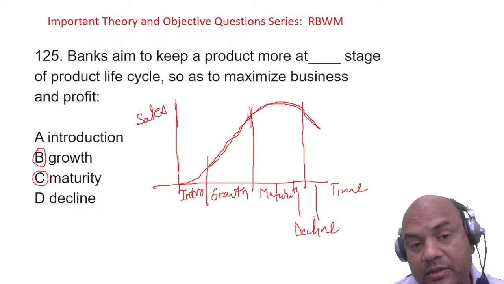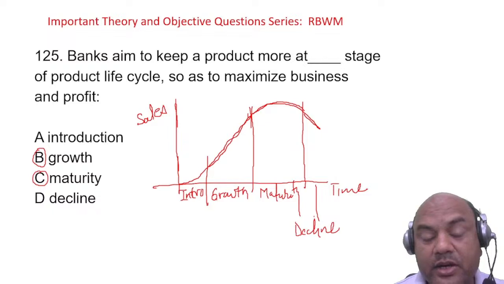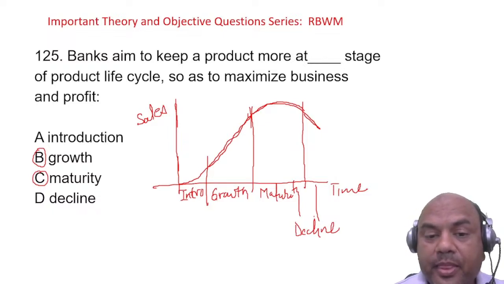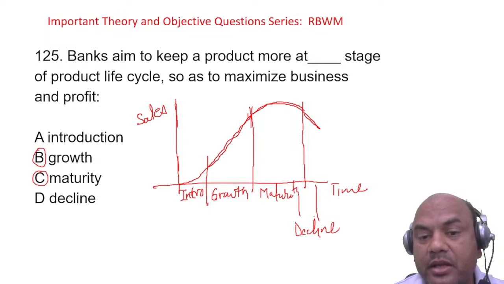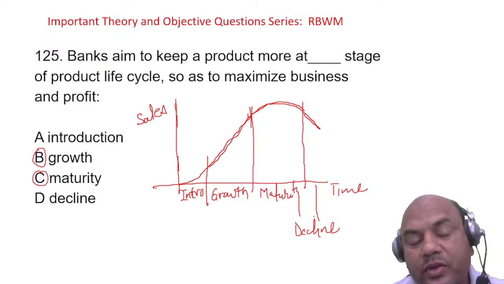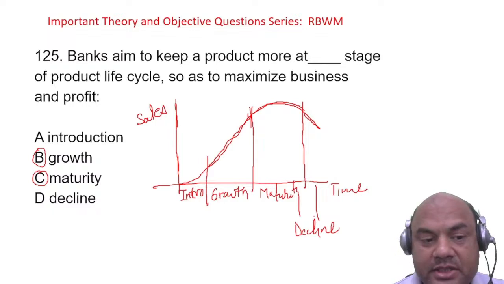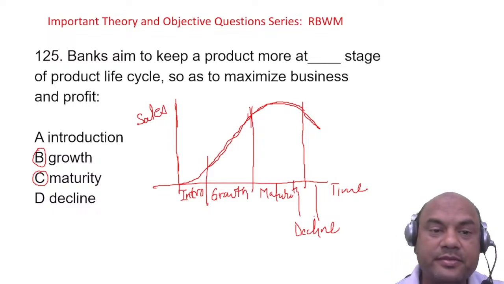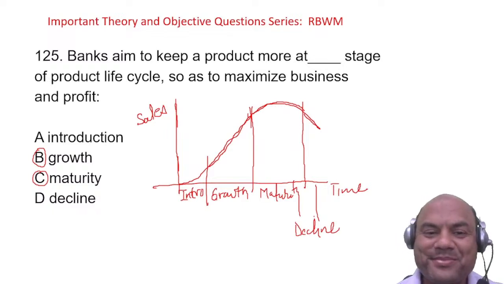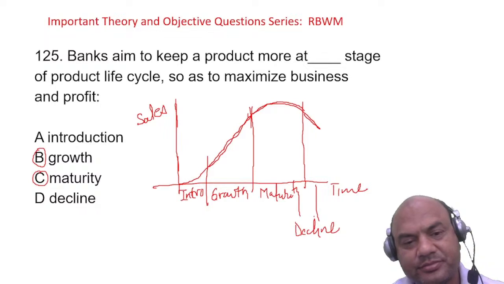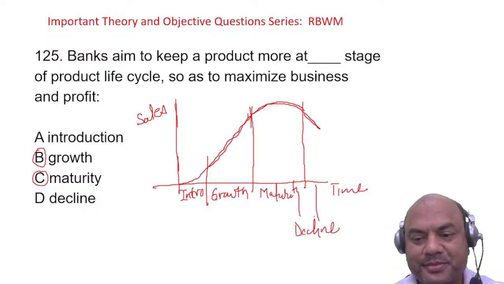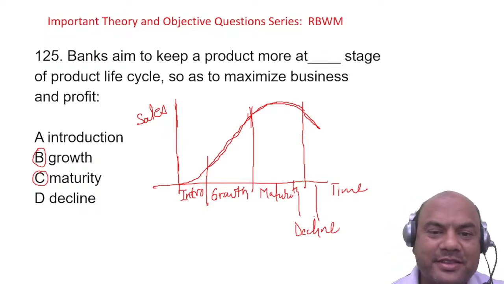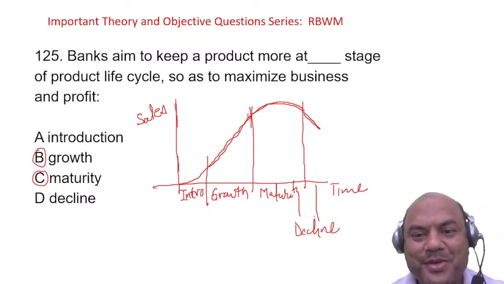In growth there is an advantage: sales are going on growing. And at maturity, sales are at the peak. So what will you try? In the comment section, give me the answer, B or C. Everyone in the comment section, B or C.